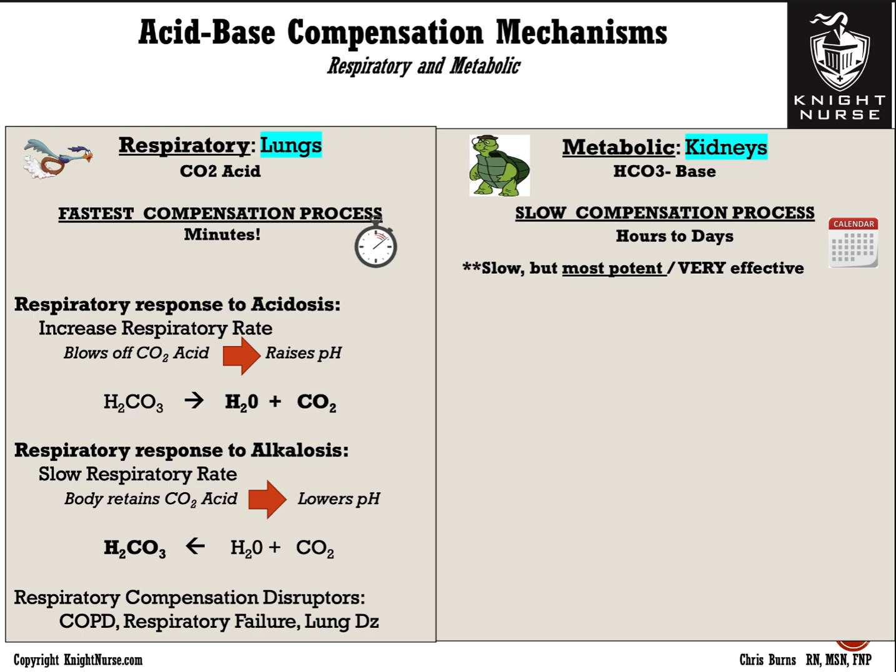Now, the other type of compensation is metabolic, which goes through the kidneys, making that bicarbonate base, which is awesome. It's a slow compensation process. It takes hours to days, but it's super, super potent, like 20 times as effective as respiratory blowing off CO2. So it's slow like a turtle, but wow, is it effective.